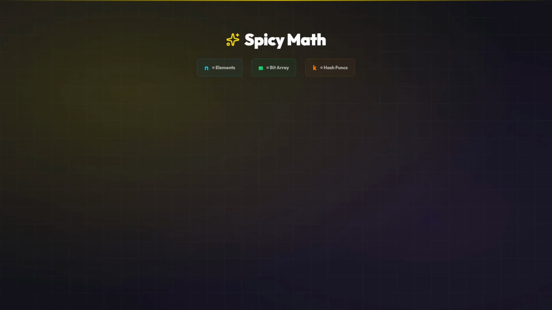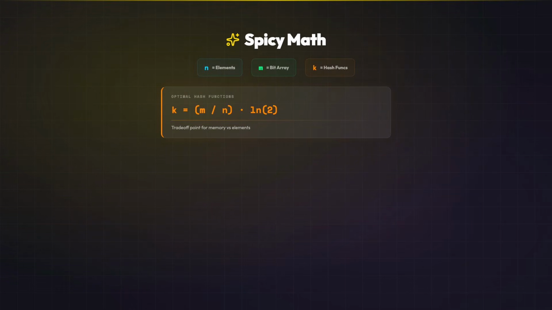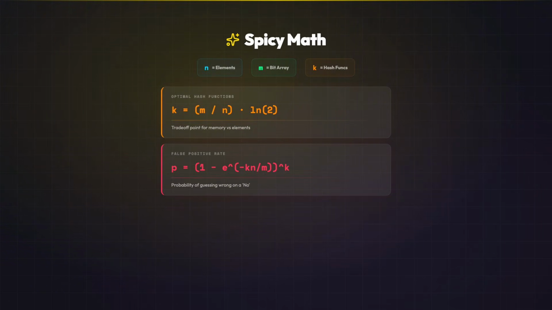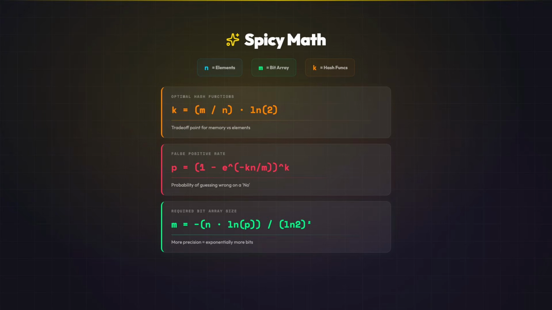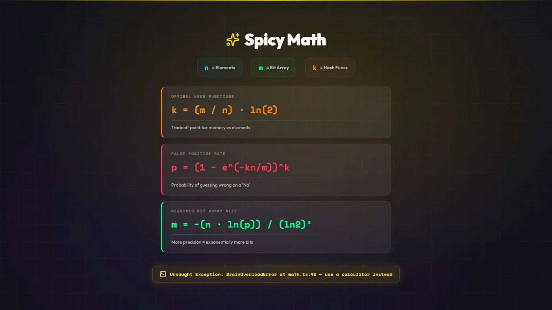Time for some spicy math. You need 3 numbers: n, the expected elements, m, the bit array size, and k, the number of hash functions. The optimal k is m over n times ln2. False positive rate p equals (1 minus e to the negative kn over m) to the power of k, and the bit array size m equals negative n ln p over ln2 squared.